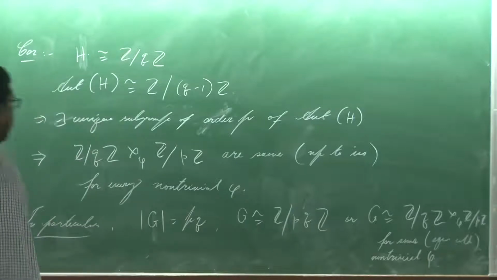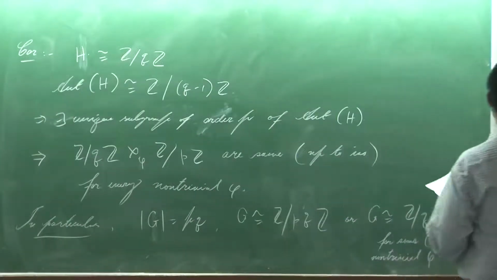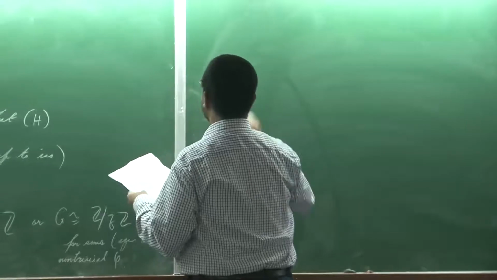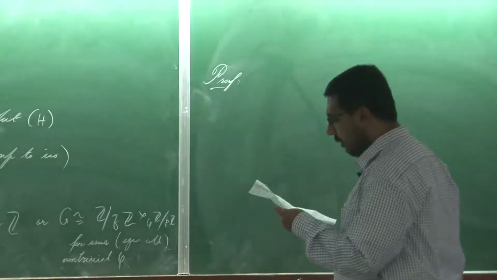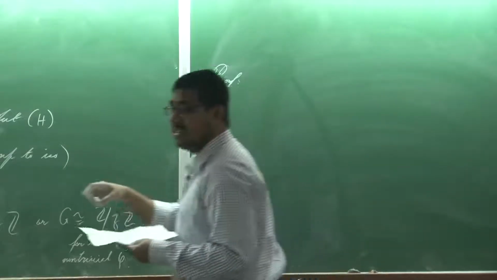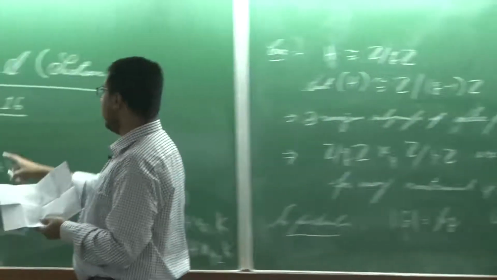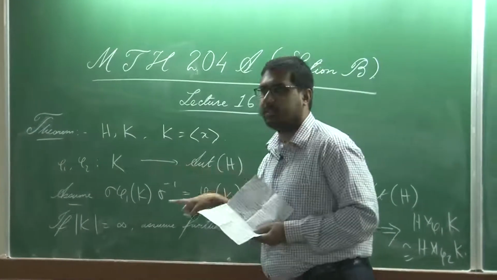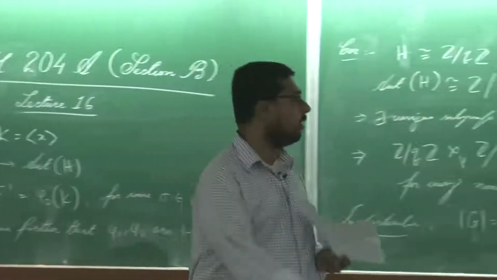So, now let me get into the proof of the theorem. The proof of the theorem, as I said, is slightly technical. So, you have to bear with me, several small things will happen. So, try to understand first that phi 1 x is a generator of image of phi 1, right.